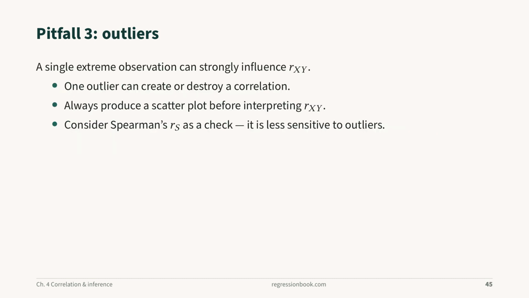Pitfall 3 is old but persistent. A single extreme observation can create or destroy a correlation. The protections have not changed. Always draw the scatter plot before interpreting the coefficient, and run Spearman's version as a robustness check, since ranks are far less sensitive to one wild point.